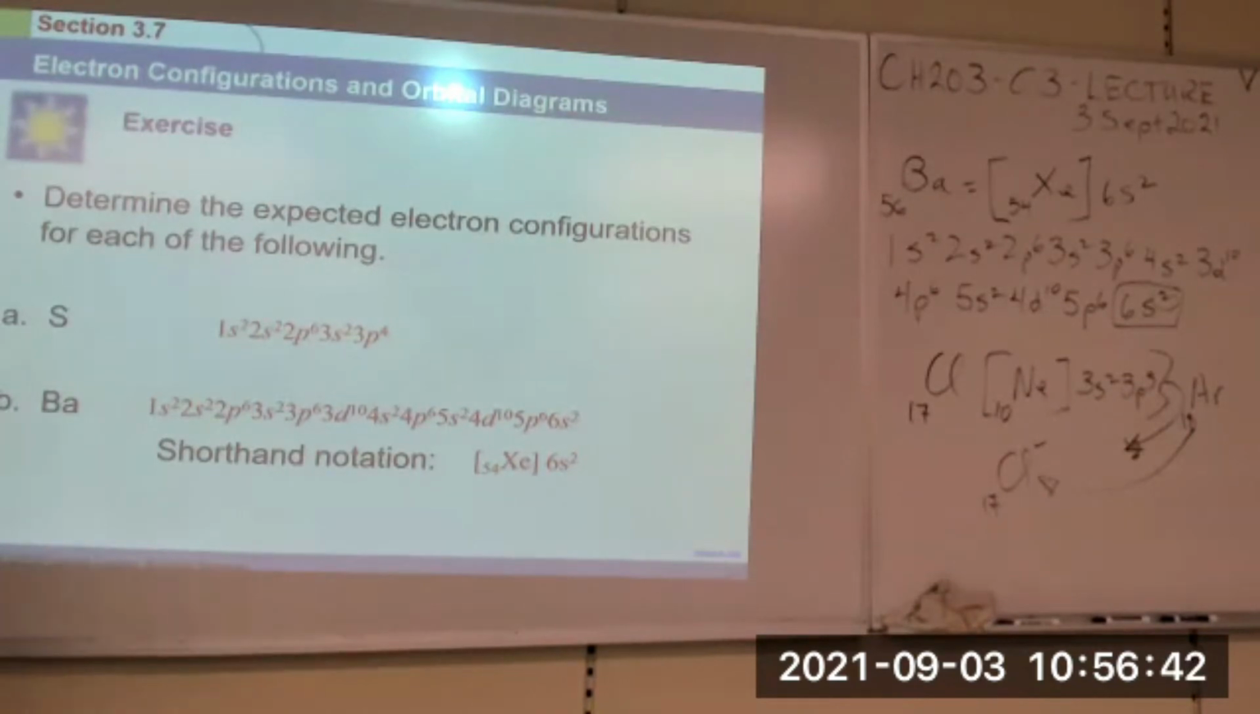Or if you're going to make an ion out of this group, you usually add 2 electrons. That'll step it over, and oxygen will look like neon. Sulfur will look like argon. Selenium will look like krypton. Just add 2 electrons.